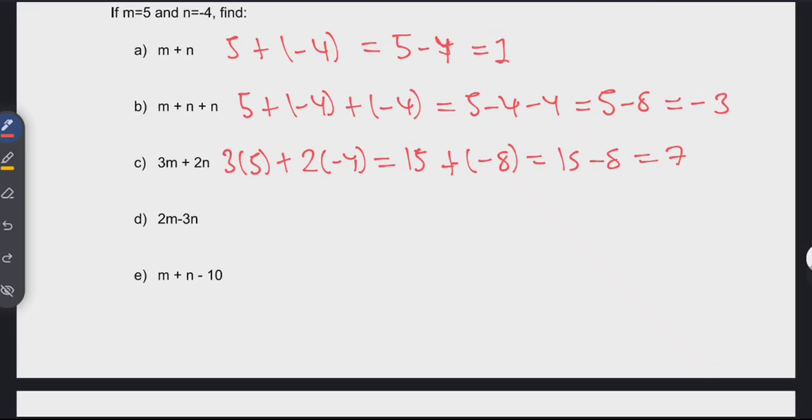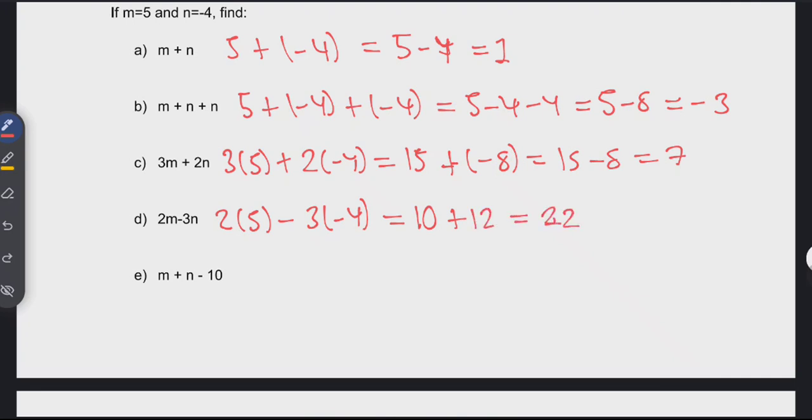2m minus 3n. So 2 times 5 minus 3 times minus 4. Okay, so 2 times 5, that is 10. Minus 3 times minus 4, well, that becomes positive. That becomes positive 12. It becomes 10 plus 12, which is equal to 22.